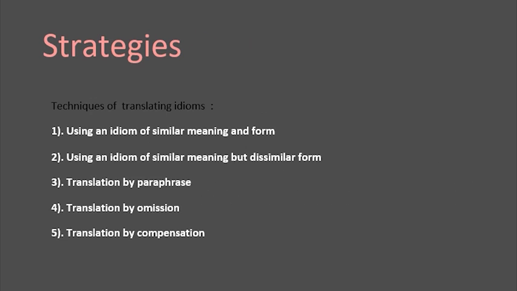Strategies for translating an idiom. Number 1. Using an idiom of similar meaning and form. Number 2. Using an idiom of similar meaning but dissimilar form. Number 3. Translation by paraphrase. Number 4. Translation by omission. Number 5. Translation by compensation.